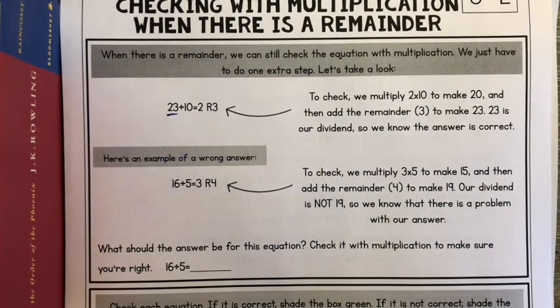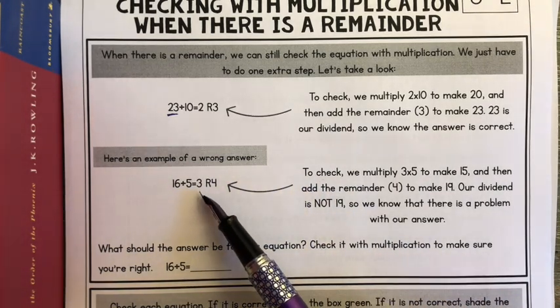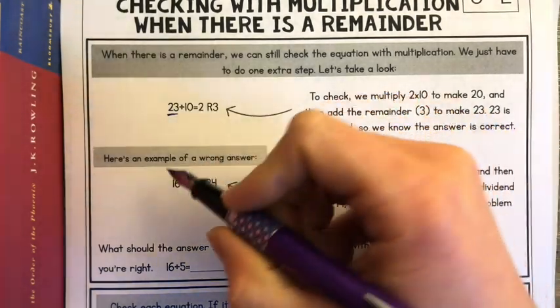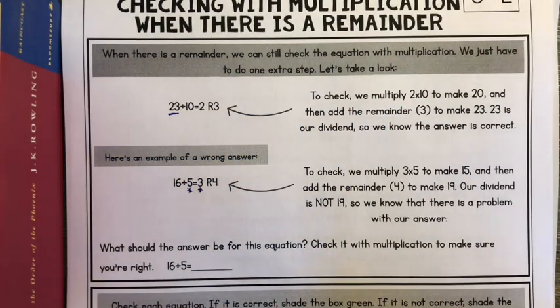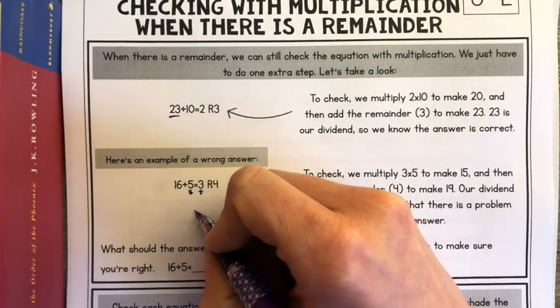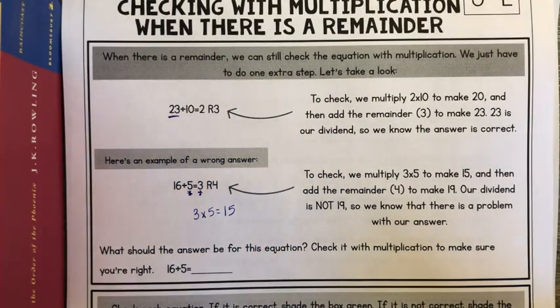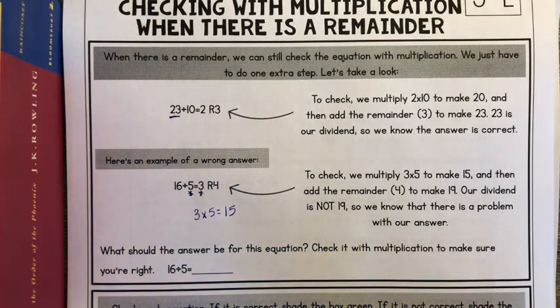Okay, here is an example of a wrong answer. So it's 16 divided by 5 is 3, remainder 4. To check, we multiply 3 times 5. And how they're getting those is, look here and there, these two numbers, 3 and 5. We multiply 3 times 5. So 3 times 5 is 15. Okay. And then we add the remainder, which is 4. We add 1, 2, 3, 4. And we don't get 16, we get 19. So we know that there is a problem with our answer.